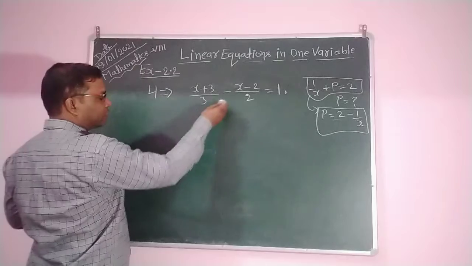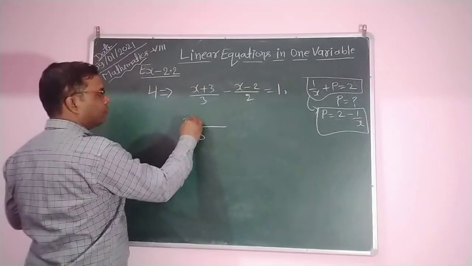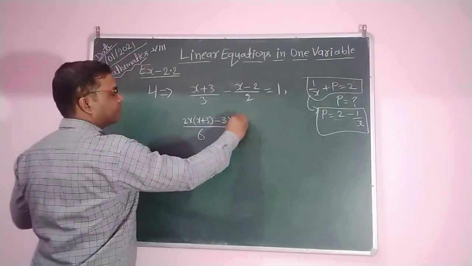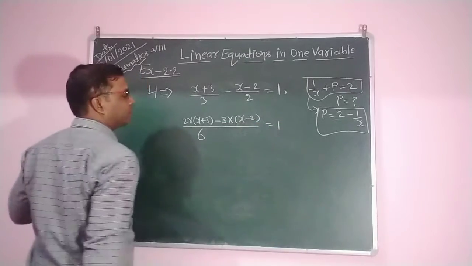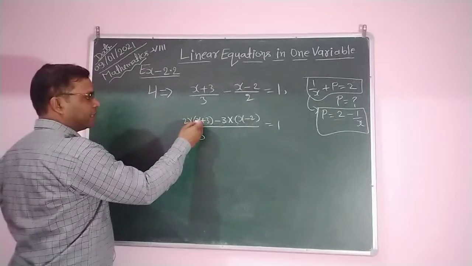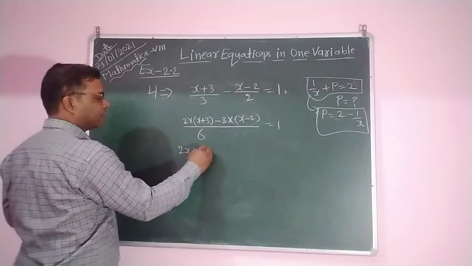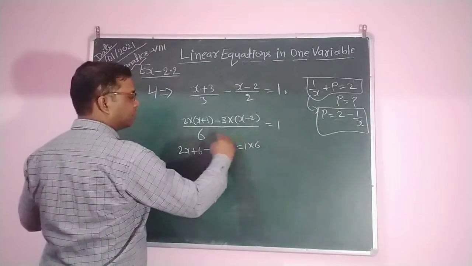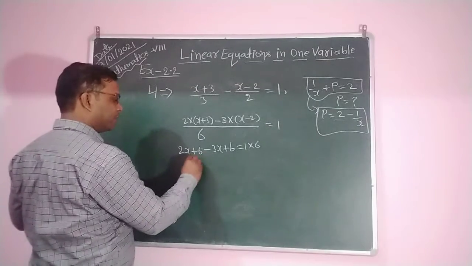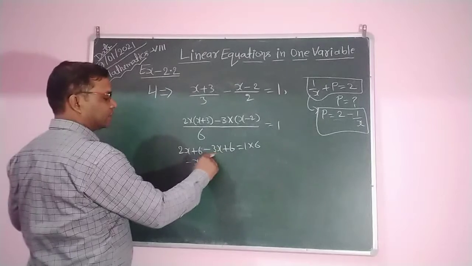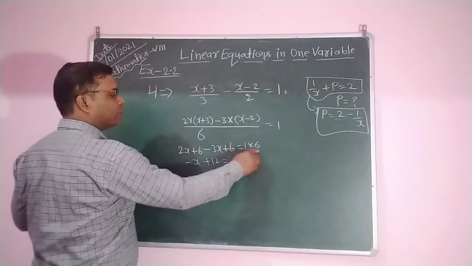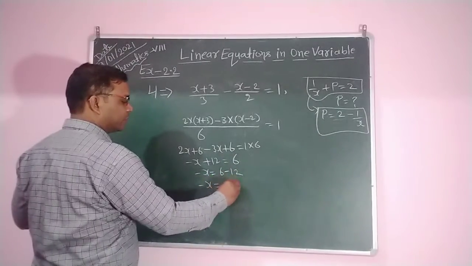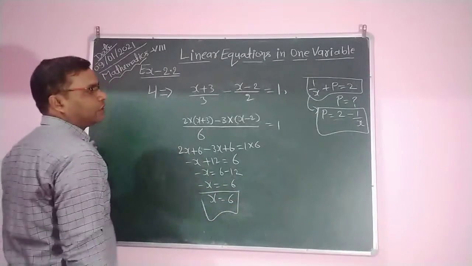Okay, so the LCM of this equation is what? 6. You can write here 2 into (x plus 3) minus 3 into (x minus 2). Clear? This is equal to 1 into 6. Now multiply this 2 into x, it becomes 2x plus 6 minus 3x plus 6, equal to 6. So we transpose this 12 to the other side. Okay? So here we get minus x plus 12 is equal to 6, or minus x is equal to 6 minus 12. You can get here minus x is equal to minus 6, or x is equal to 6. Clear? We find the value of x.